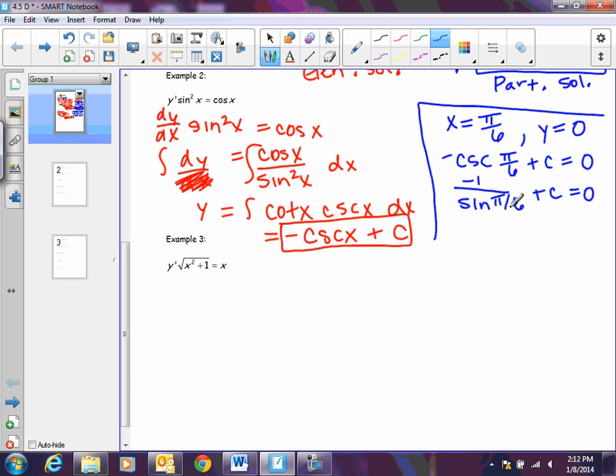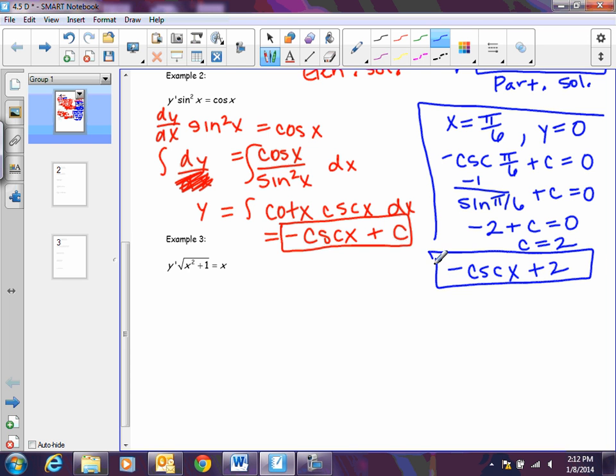So if sine of pi over 6 is 1/2, then that whole thing would be -2 because we're going to flip it around. So all that to say that C has to be 2, and then your final answer would be negative cosecant x plus 2. You've got to put this in there. Positive, because it's -2 plus C.